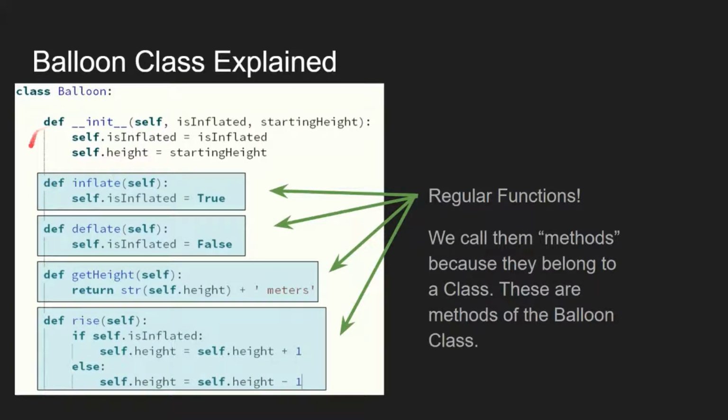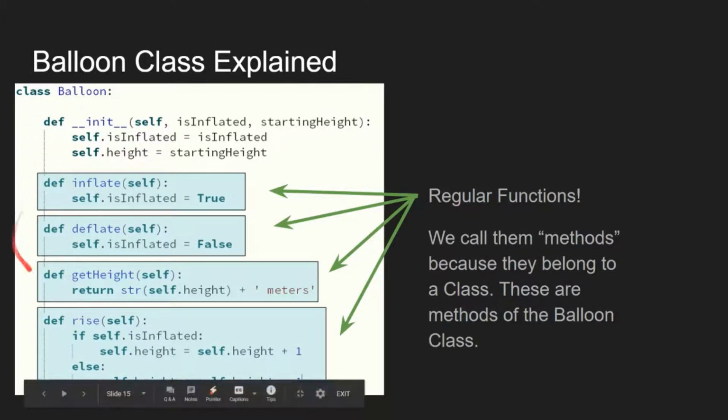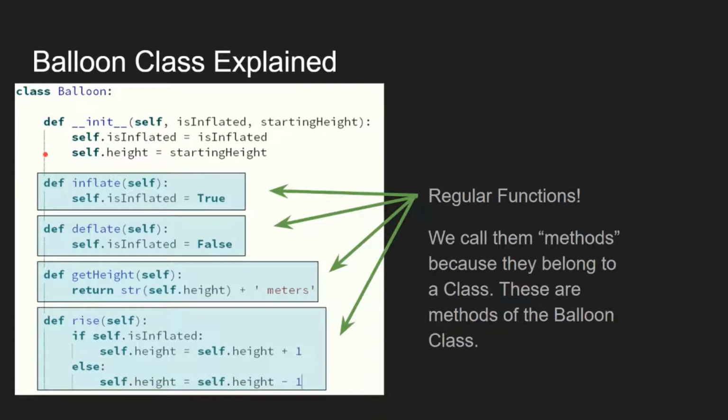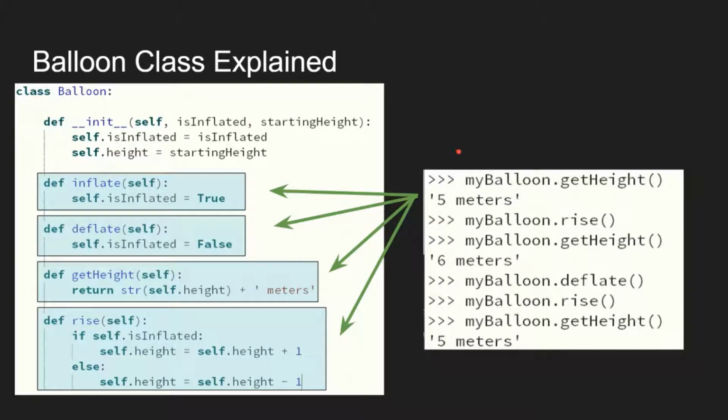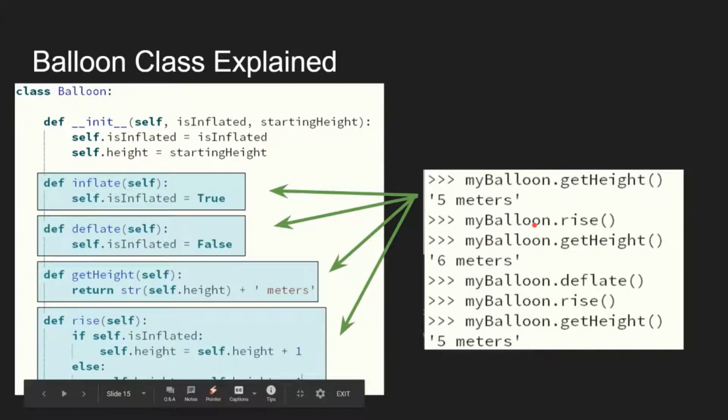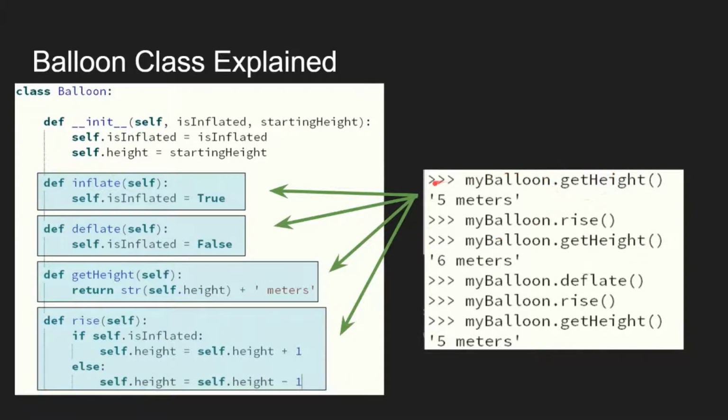So 1, 2, 3, 4, 5. These 5 methods are methods of the balloon class. Every instance of the balloon class will have these 5 methods. So again, here's an example using all the methods. We have our myBalloon, which is an instance of the balloon class, and therefore we can use all these methods that we've defined in the balloon class. We can check its height, which is 5 meters. We can make it rise. We can deflate it. We can inflate it.